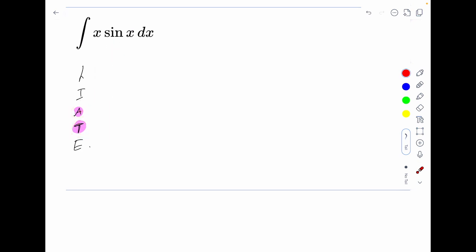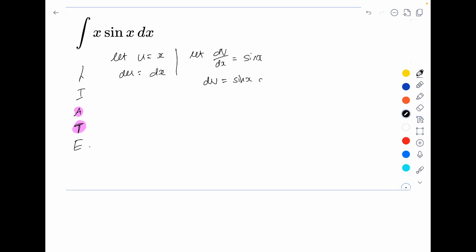And so in this example, we're going to say, well, let u equal x, so therefore du is equal to dx. Let dv by dx equal sine x, therefore dv is equal to sine x dx, and therefore v equals what? Well, v is going to equal negative cos x. So uv minus the integral of v du.